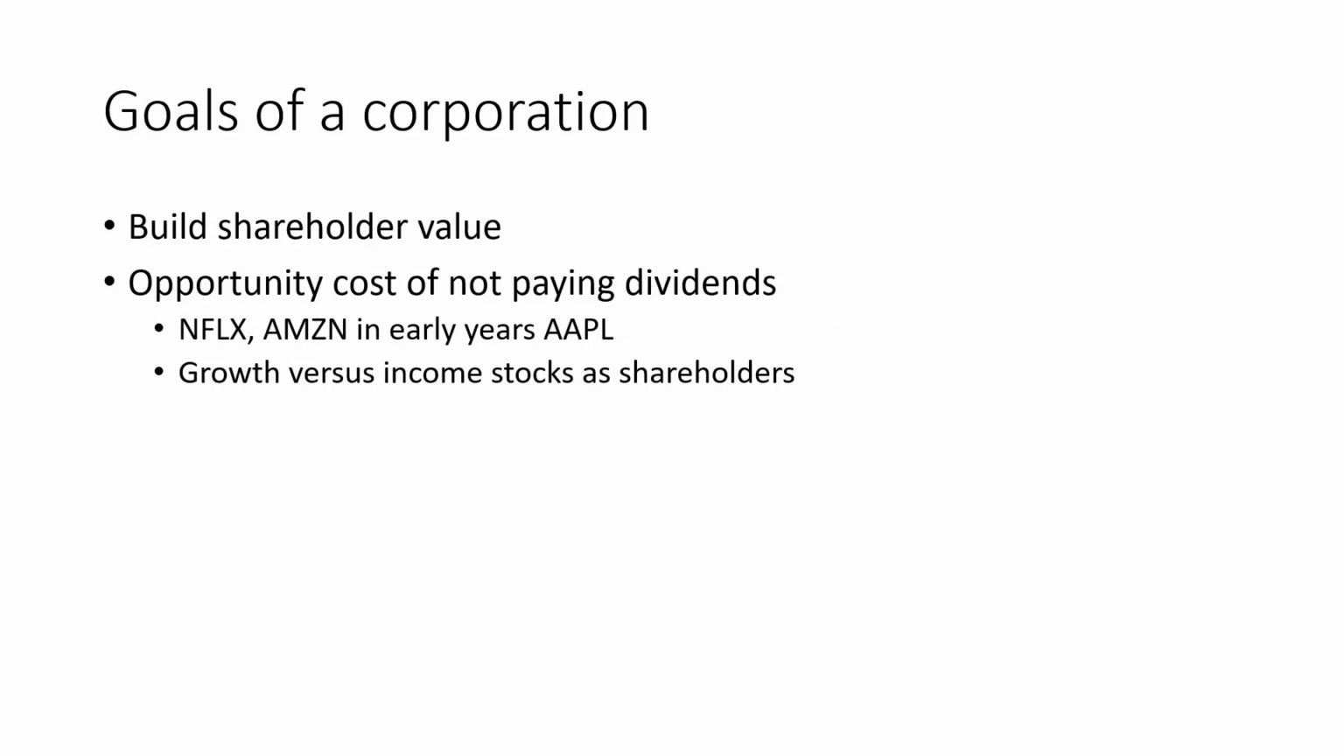So the goal of a corporation really is to build shareholder value. And what is the opportunity cost of not paying dividends to shareholders? Companies such as Netflix, Amazon, and in the early years, that is the early 2000s, Apple, were not paying dividends to their shareholders, but keeping all of the profits and using them for future investments in the corporation. These companies are called growth stocks. On the other hand, today's Apple in 2023 is aggressive on paying dividends, as is Microsoft, etc. So these companies now pay shareholder dividends and are therefore, for shareholders, income stocks.